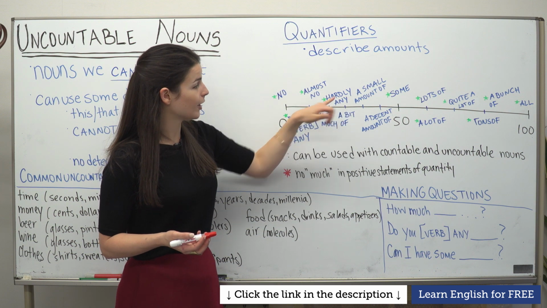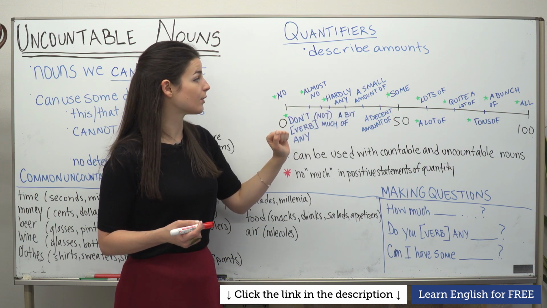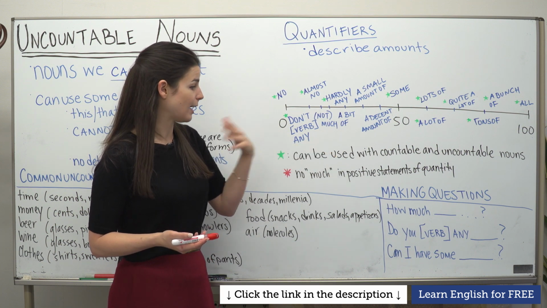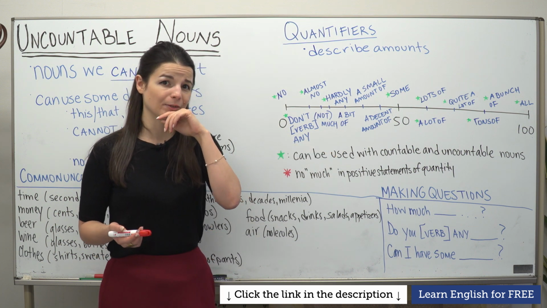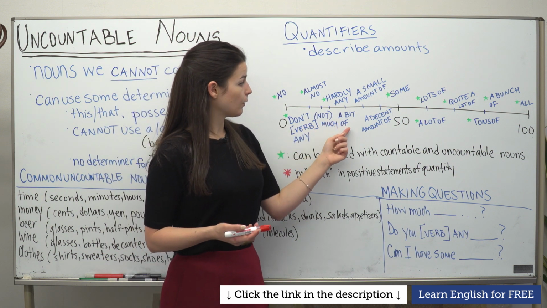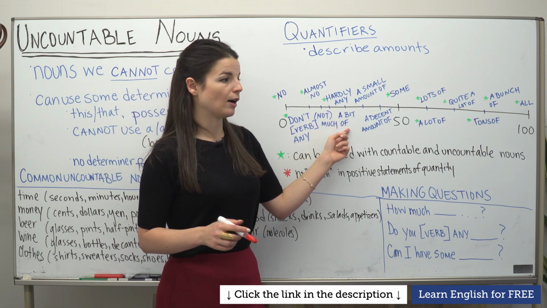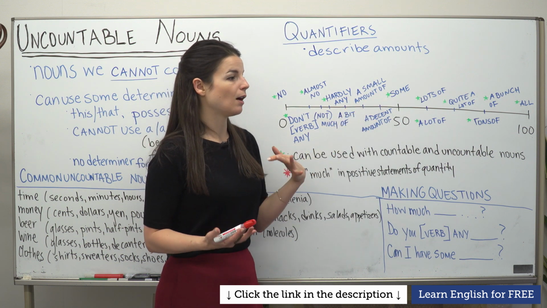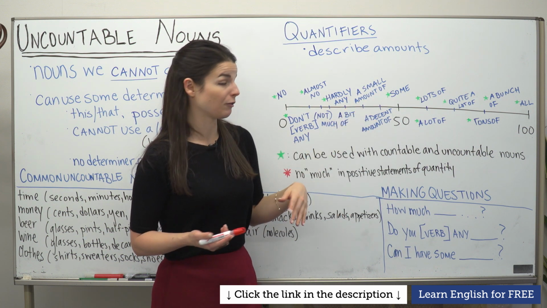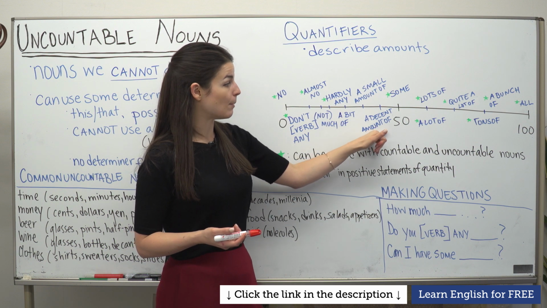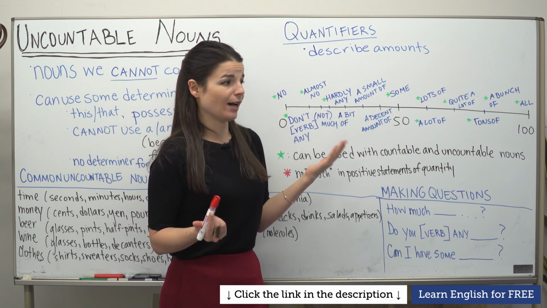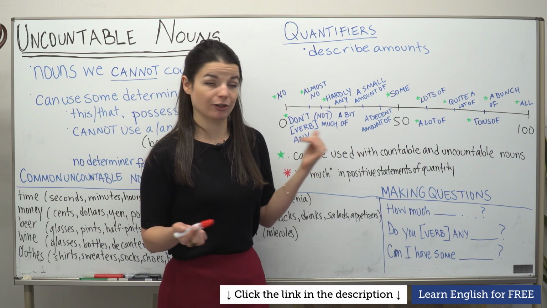We can also use hardly any with uncountable nouns. So I have hardly any time to work on this project, or I have hardly any wine in my refrigerator, for example. We can use a bit of. I have a bit of beer to drink. A small amount of. So I have a small amount of time this afternoon, if you're free. We have a decent amount of. So, there's a decent amount of time this afternoon, if that's better for you.